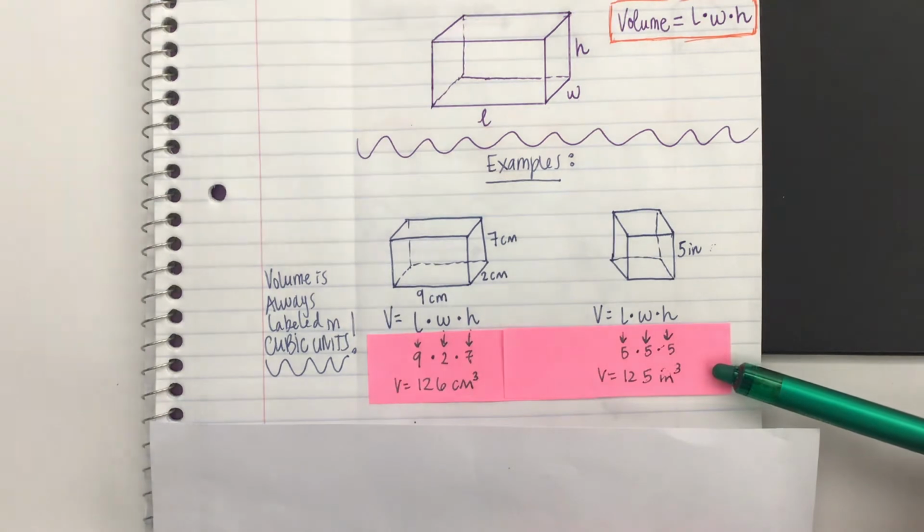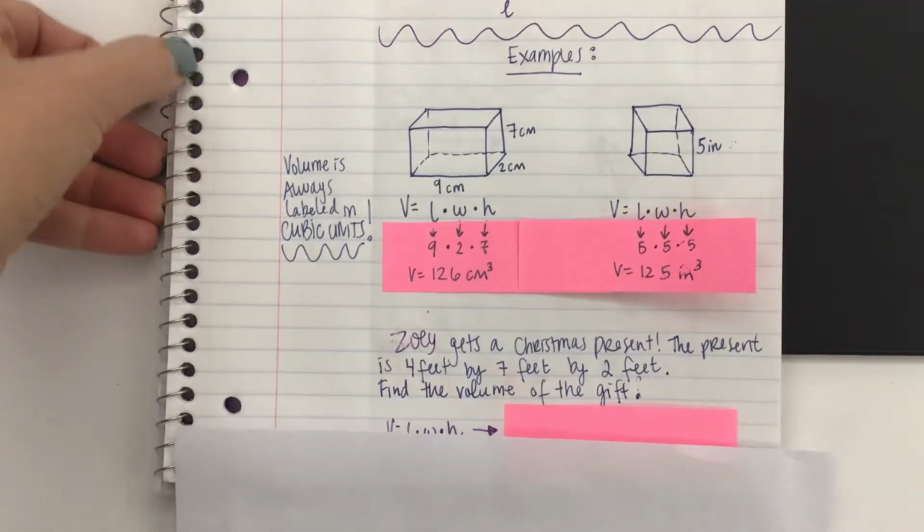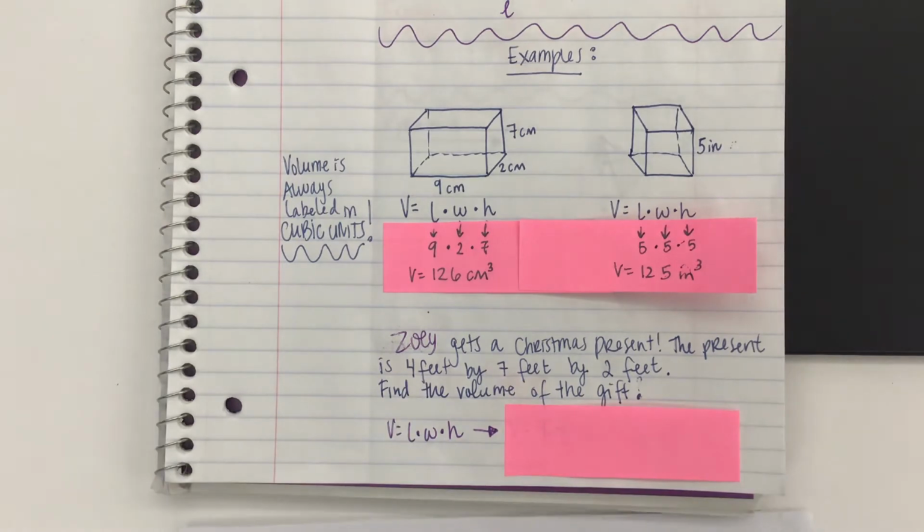Okay, next thing. We will have a couple of word problems, but that's okay. Don't let them freak you out because these word problems are not that bad. So let's say Zoe gets a Christmas present. The present is 4 feet by 7 feet by 2 feet. That's a huge gift. Find the volume of the gift.